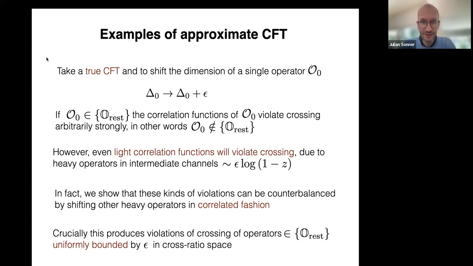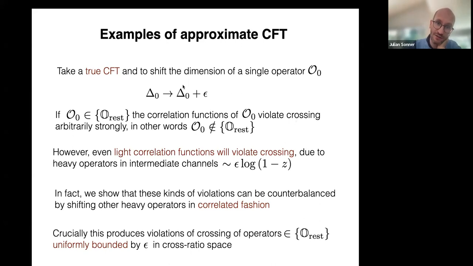However, that is not true, because if O is a member of O restricted, so where you want to impose the constraints of crossing, you can convince yourself that the correlation functions of O violate crossing arbitrarily. So in other words, you cannot just shift the conformal dimension of one of the operators that is in your restricted set. You have to do it of one of these heavy operators that you don't specify the constraints for.